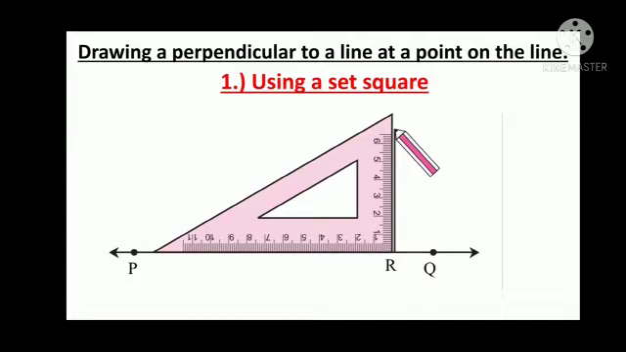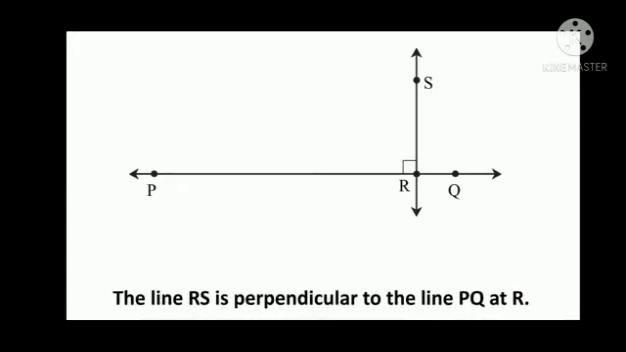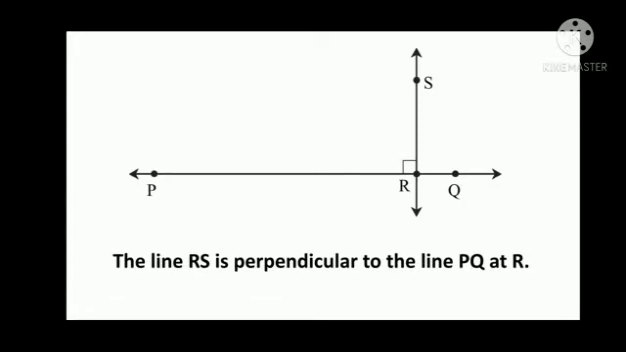Now place the set square on the line in such a way that the vertex of its right angle, as shown in the figure, is at point R and one arm of the right angle falls on line PQ. Now, draw a line RS along the other arm of the right angle of the set square. So this is the figure that we will obtain by using a set square. Now we can say that the line RS is perpendicular to the line PQ at R. So this is the first method of drawing a perpendicular with the help of a set square.